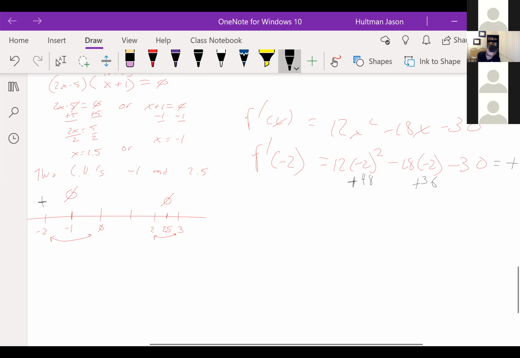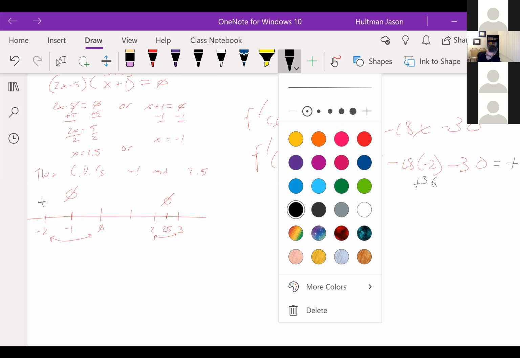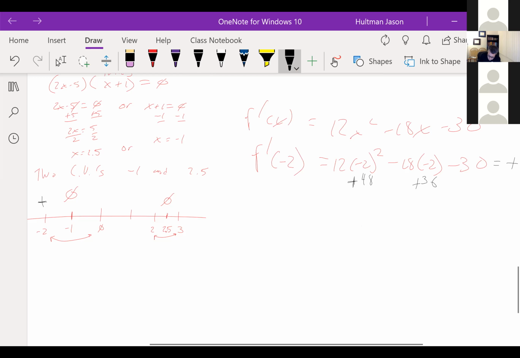Okay, and that is not thick enough. Let me go to a thicker line. There we go, that's better. So that's positive: 48 minus 36 minus 30, which is positive. What about f prime of 0? That one's going to be nice and easy. It's going to be 0, 0, and negative 30, which is negative. So this goes to a negative.